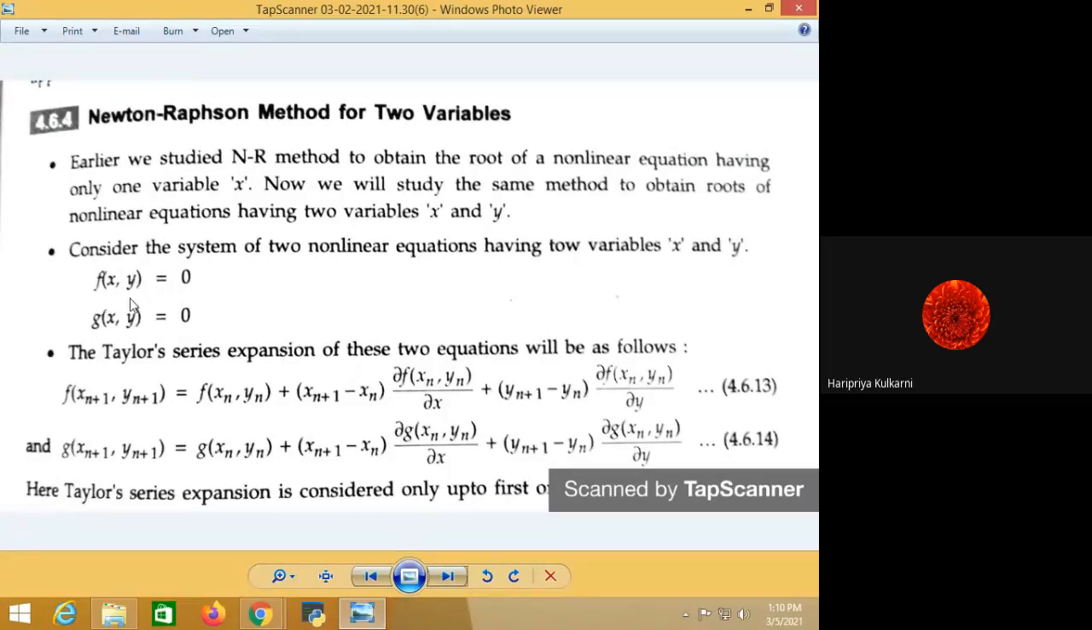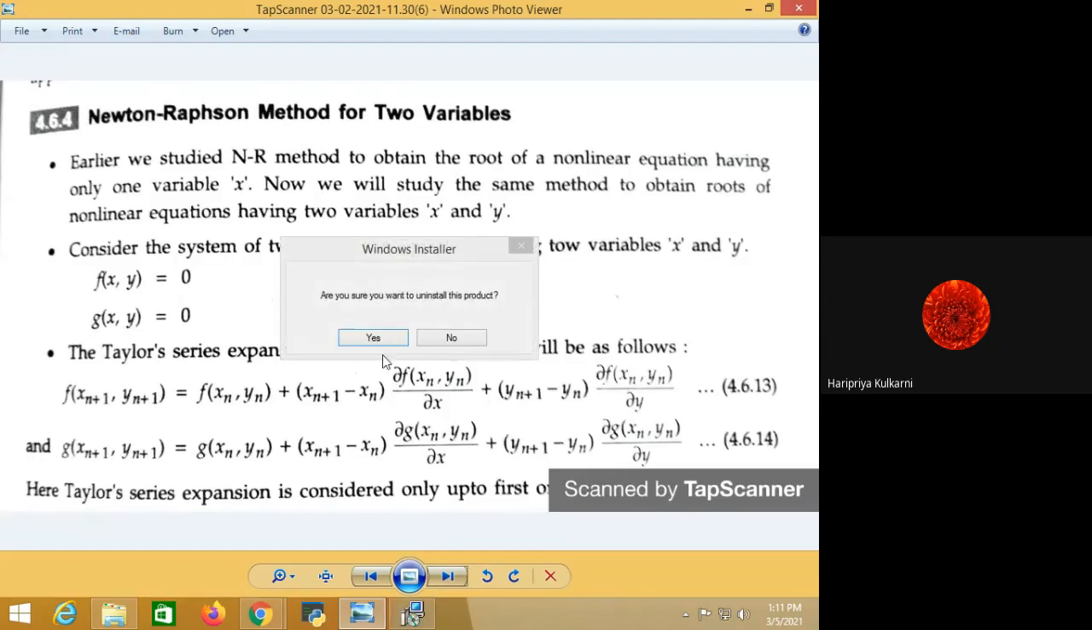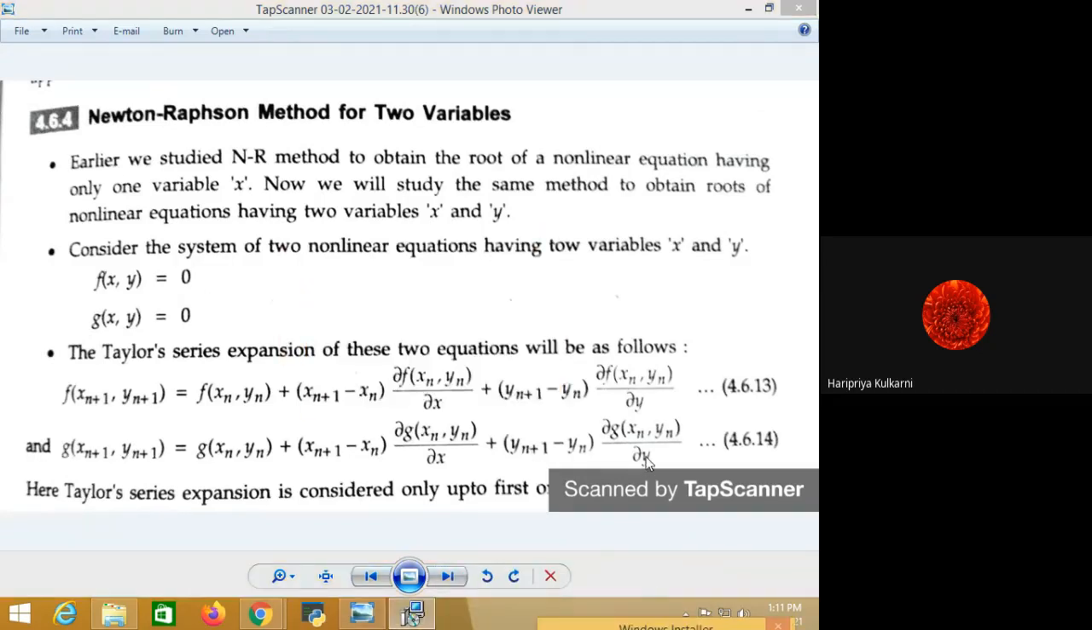Okay, that's it. Similarly, g of xn plus 1, yn plus 1. So as per Taylor series, it will be g of xn yn, okay, plus xn plus 1 minus xn dg upon dx at xn yn, plus yn plus 1 minus yn dg upon dy. So this is the derivative with respect to y, dg upon dy at xn yn. Okay, so this is the Taylor series expansion and we have considered up to two terms only. This is the first term, this is the second term. Only we are considering these two terms because further terms are negligible, we can neglect them.